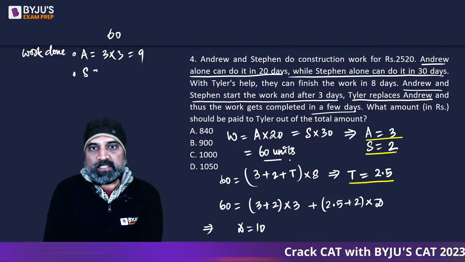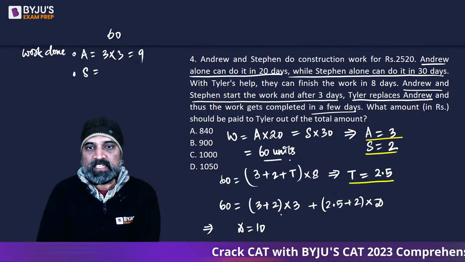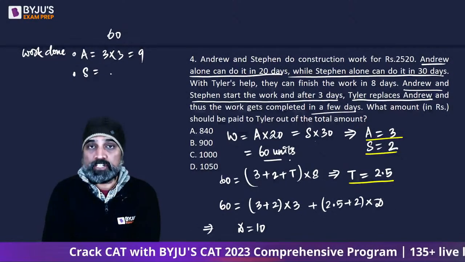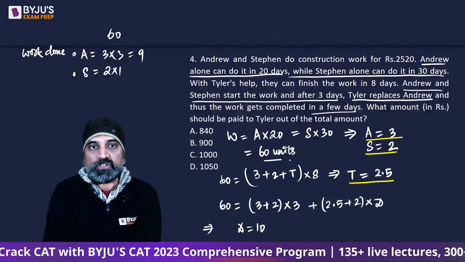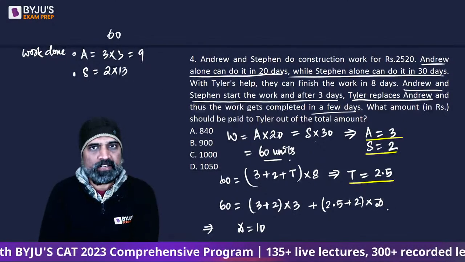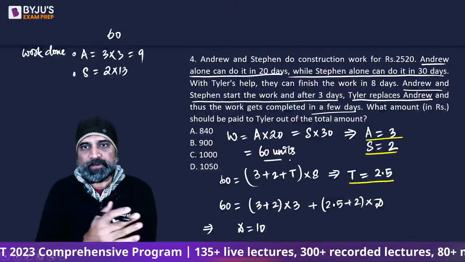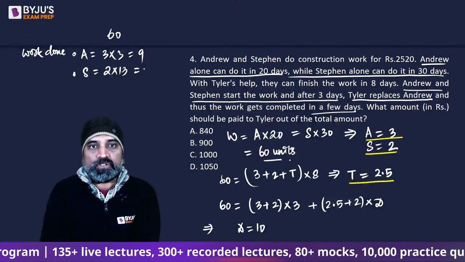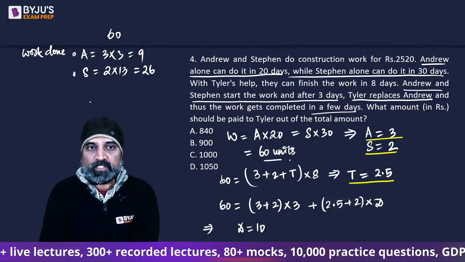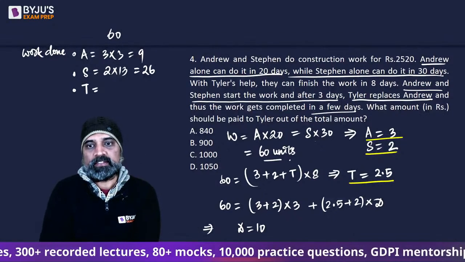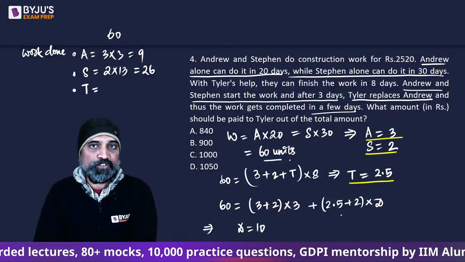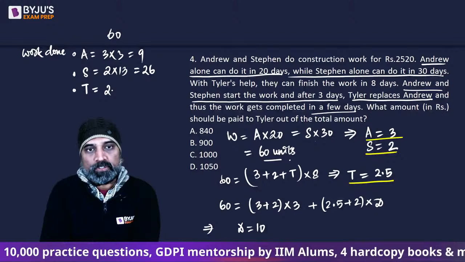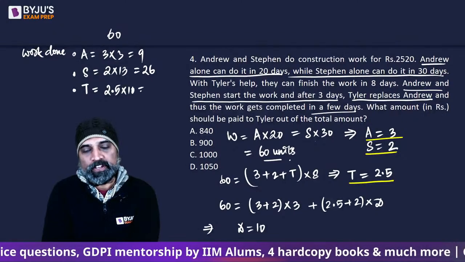By Stephen is 2 into 3 plus 2 into 10, which is 2 into 13. So Stephen actually worked for the entire 13 days, right? 3 days first with Andrew and then 10 days along with Tyler. So he finishes 26 units. And Tyler worked at an efficiency of 2.5 and he works for 10 days. So 2.5 into 10, so it's going to be 25.